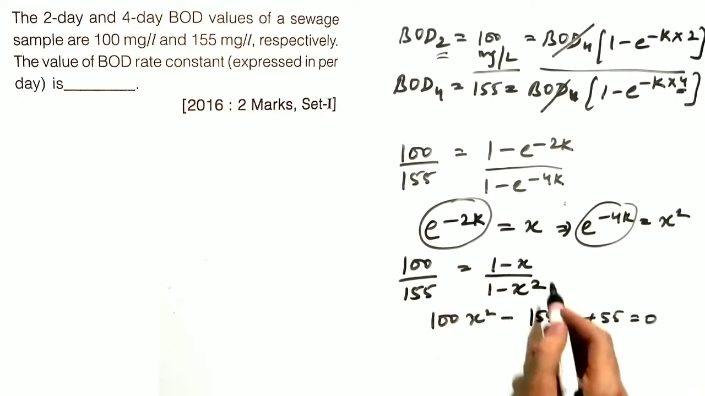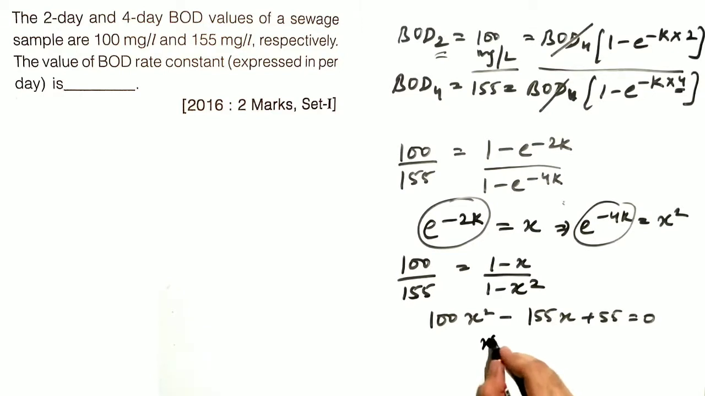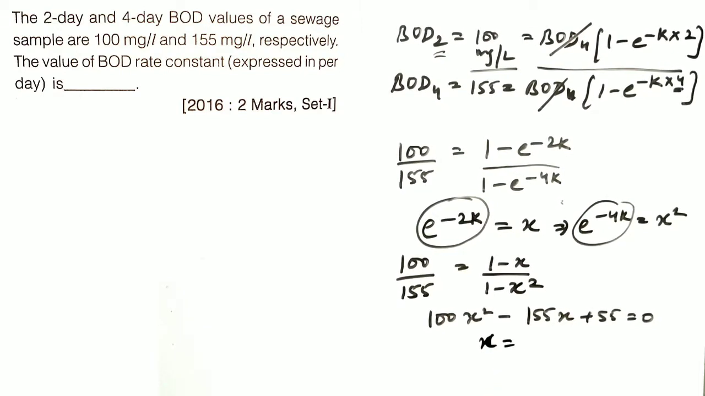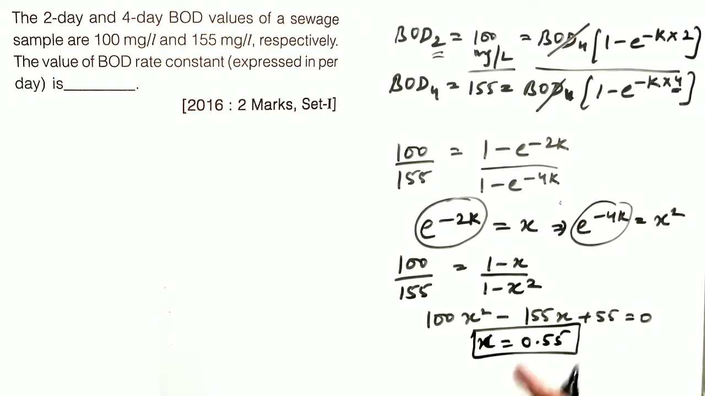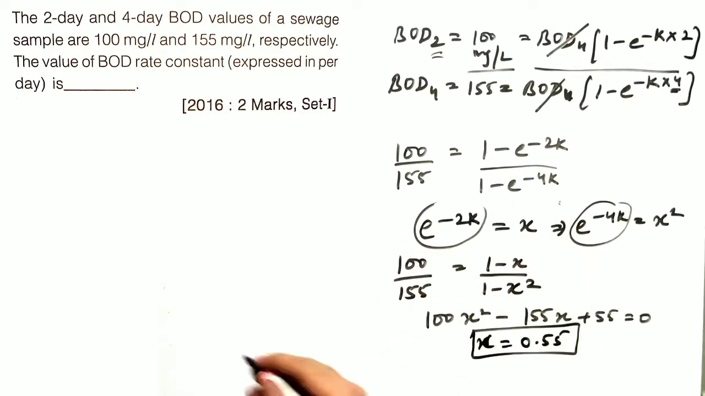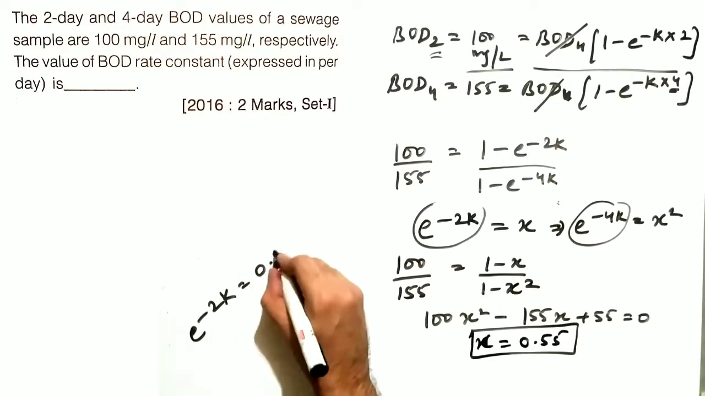I am not going into the details of this. You can simply take this out, and from this, using a calculator or using the basic formula, Sridharacharya formula, you can calculate the value of x as 0.55. The question is not yet over. This is the value of x, but you have to calculate the value of k. So substitute this value of x in this equation. So it will result as e to the power minus 2k equals 0.55.